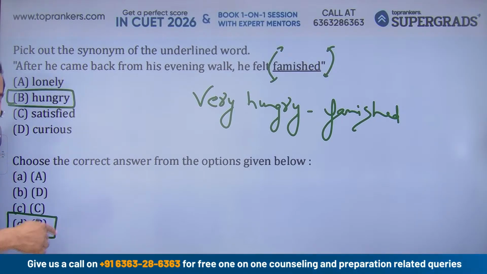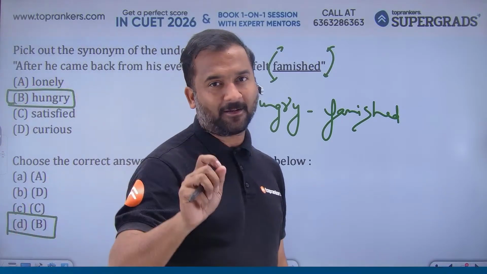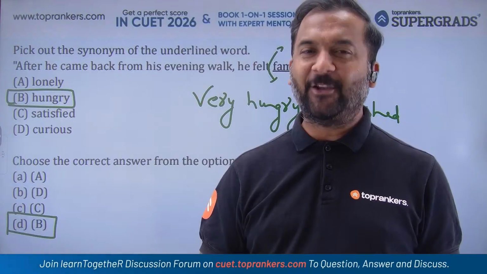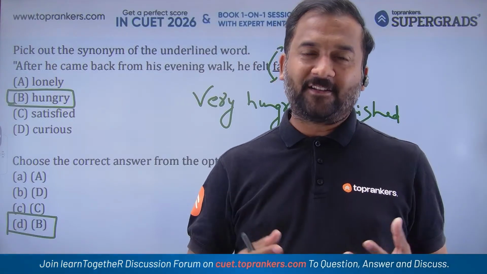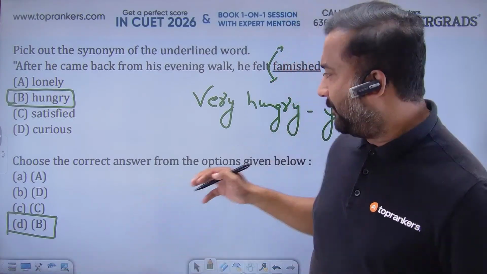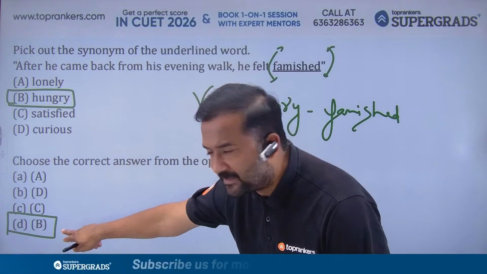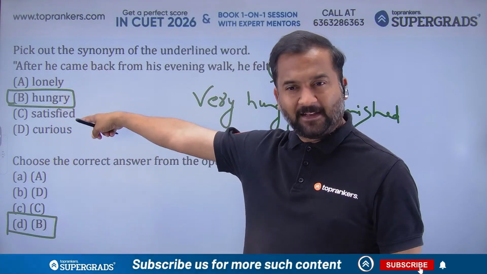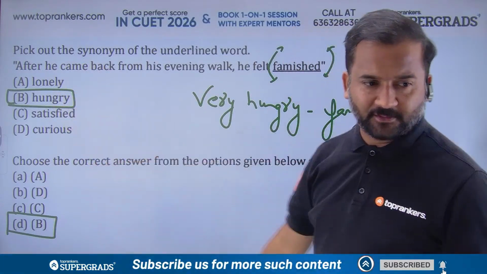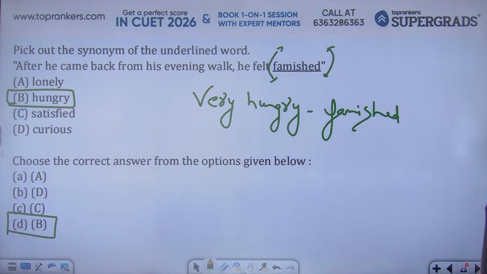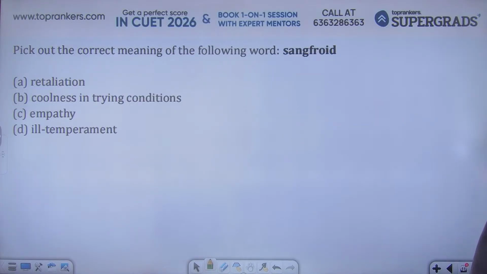So एग्जाम में गलती से भी B मार्क मत कर देना. That would result in you losing your marks. So the correct option is D. Word B में लिखा था and the word was hungry, students. So that was your question number 8. Let's quickly move to the next one.